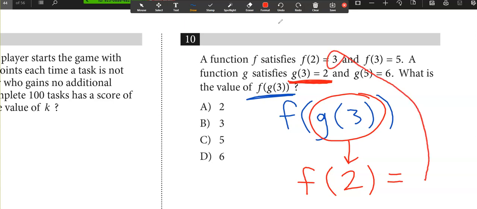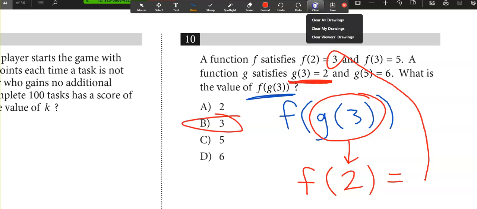B. It is letter B, 3. So, kind of working our way out, we started with the part on the inside, and then we worked our way out to get to the correct answer. Does that make sense? Does anybody have a question about that composition notation? Okay.